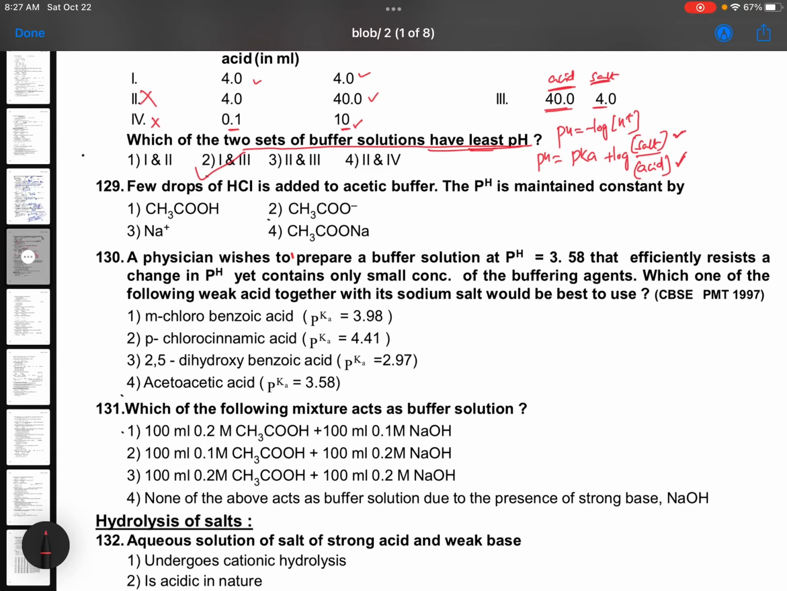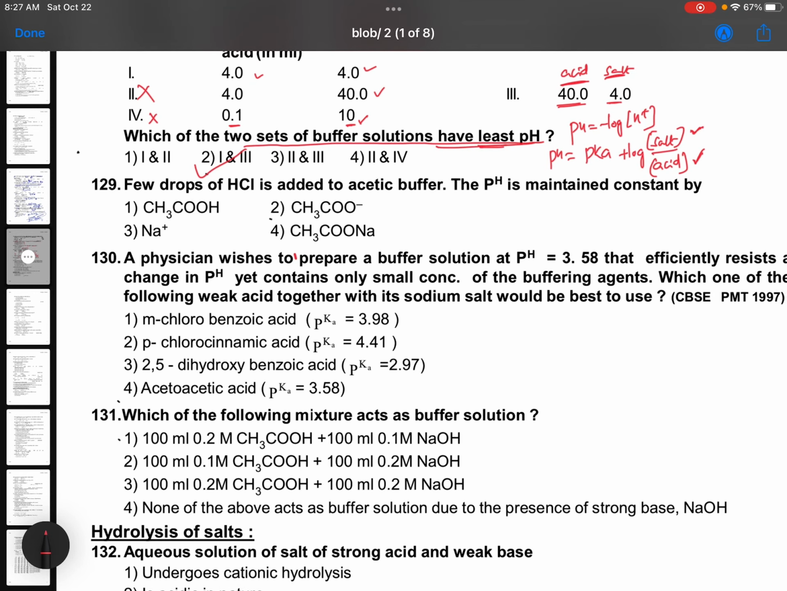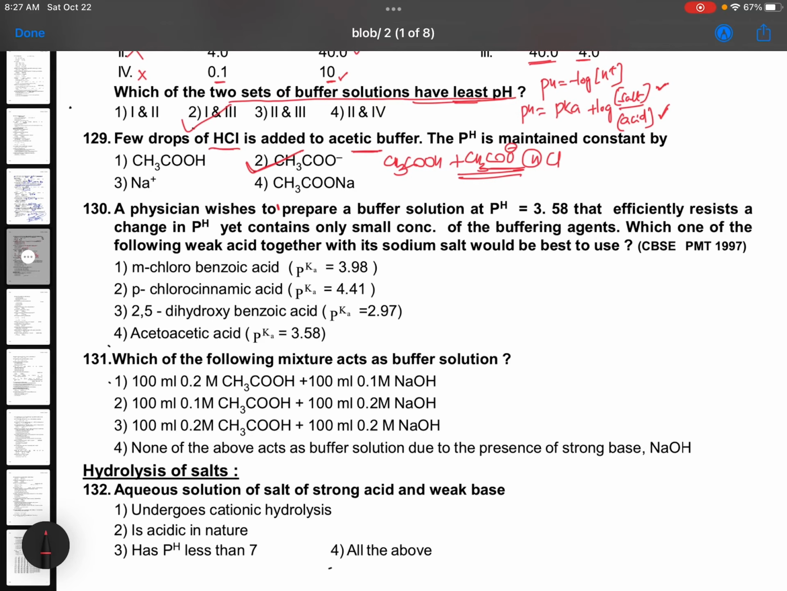Few drops of HCl are added to an acidic buffer. The pH is maintained constant by... As we were discussing, when you are adding HCl, the acidic buffer is CH3COOH plus CH3COO minus ions. These acetate ions are going to react. Acetate ions will react with HCl and form CH3COOH. Working of acidic buffer.